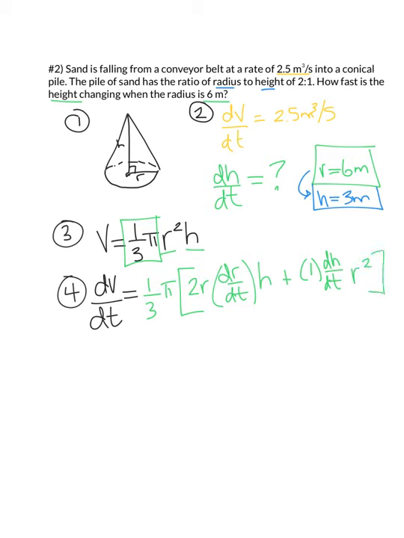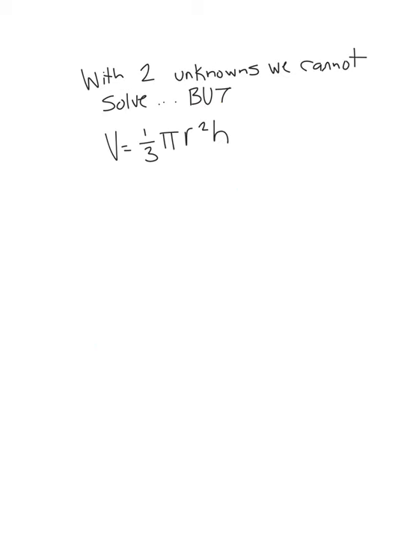My fifth step is to go ahead and plug in all of that information. And when I look at this, I know my dV/dt, I don't know my dr/dt, and I don't know my dh/dt. So this is a problem. If I have two unknowns and only one equation, there's no way that I can solve this. So what we need to do is go back and look at our equation again and our question again and see if there's something that we were maybe missing or another way that we could look at this problem. So with two unknowns, we can't solve.